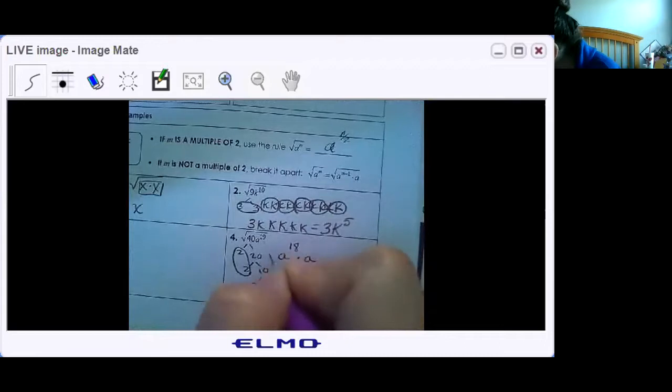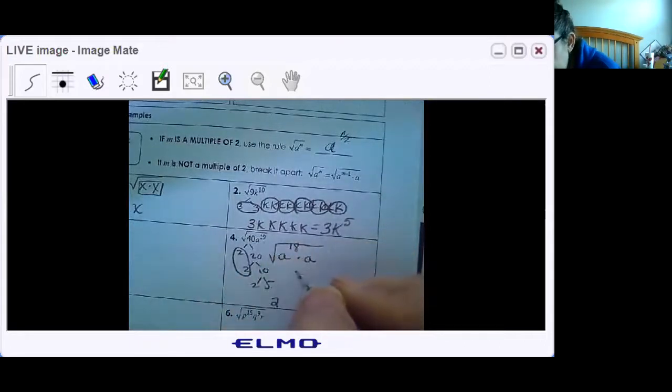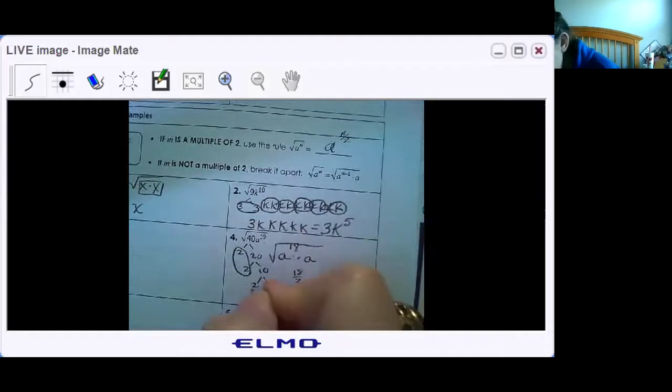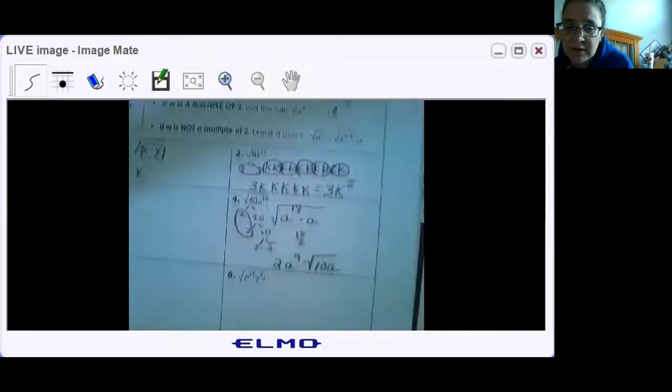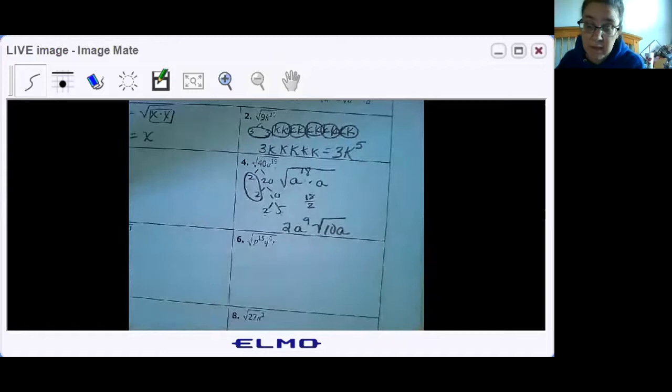And the square root of a to the 18th times a, you take that 18, divide by 2, that becomes a to the 9th. And then what I have left is 2 times 5 in my square root, and that a right there in my square root. So as strange as that looks, that's what it is. We break it apart piece by piece. And because we're working with square roots, we're looking for sets of 2, matching pairs.